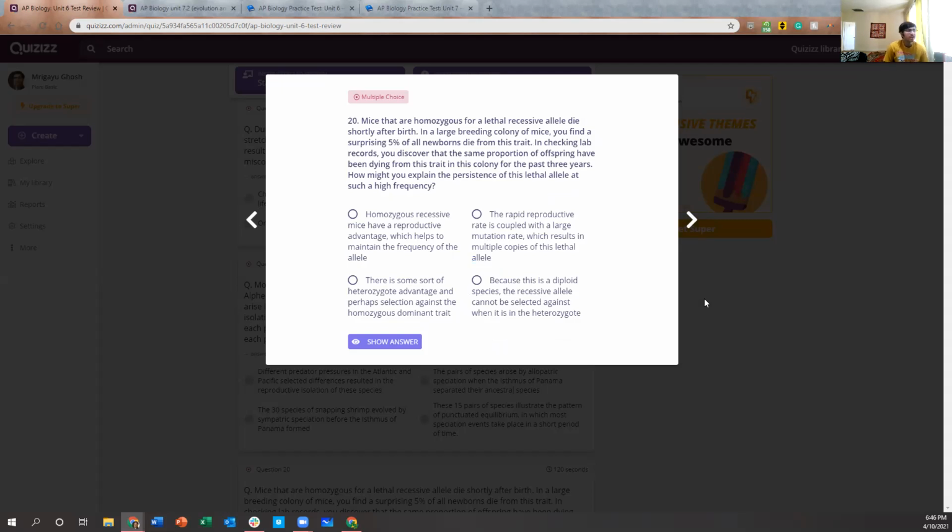Mice that are homozygous for a lethal recessive allele die shortly after birth. Okay. In a large breeding colony of mice, you find a surprising 5% of all newborns die from this trait. The lab records show that the same proportion of offspring have been dying from this trait in this colony for the past 3 years. How would you explain the persistence of this lethal allele? Generally we would say, well, nature would select for the fit individuals and less and less would die over time, right? But it seems like it's the same number who are dying. Why is that happening?